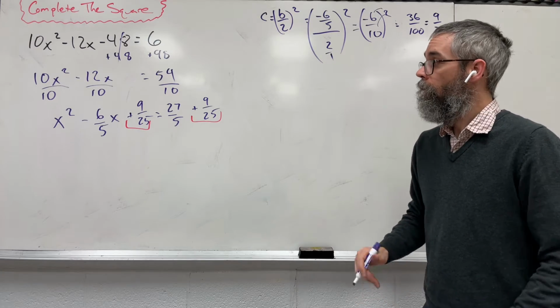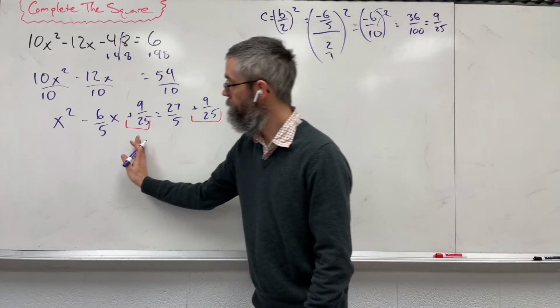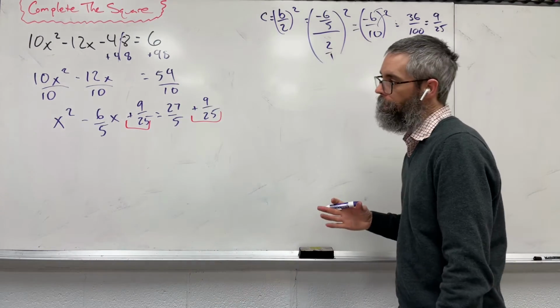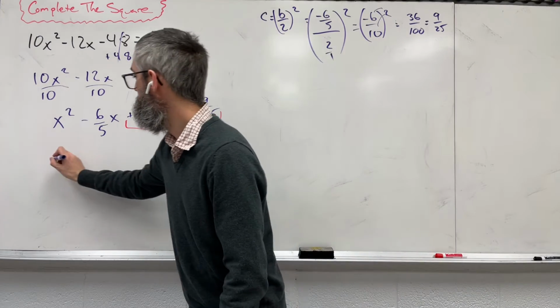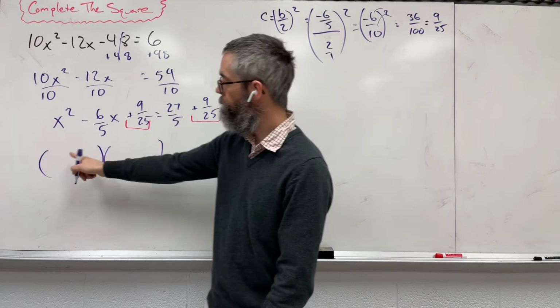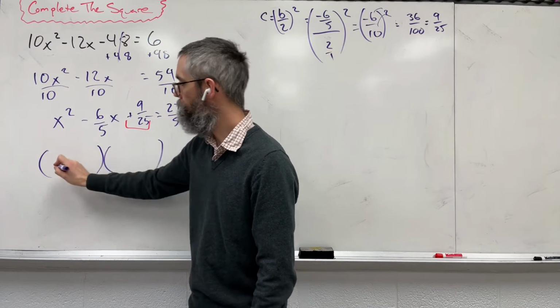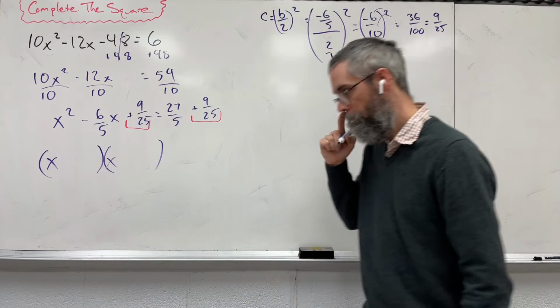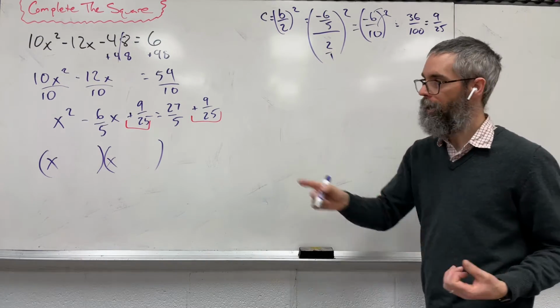Well, two things. Let's focus on the left side first. I need to turn this into a perfect square. So what I'm going to do is factor it. What two numbers multiply together give me x squared? X. Start with the easy stuff. Now we've got to worry about that fraction.